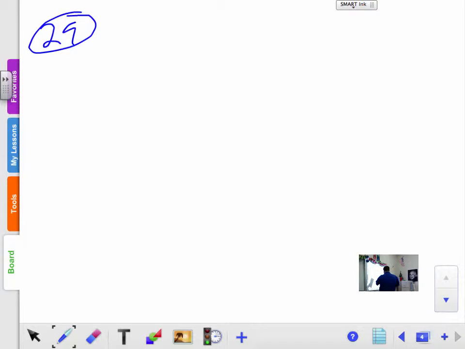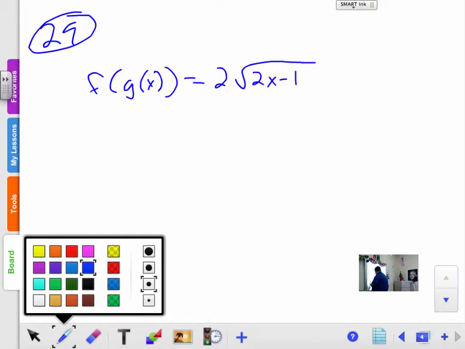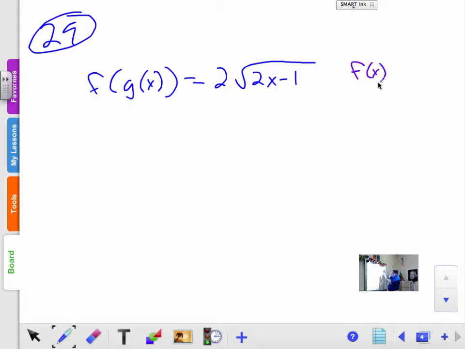So for problem number 29, they tell us that f of g of x is equal to 2 root 2x plus or minus 1. And then off to the side, they remind us that f of x was originally the square root of x plus 9.